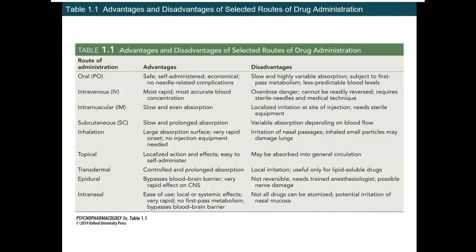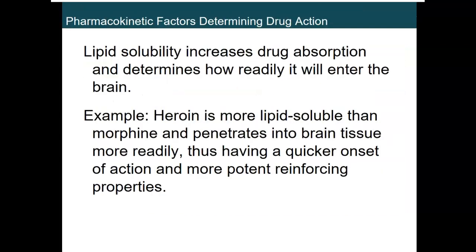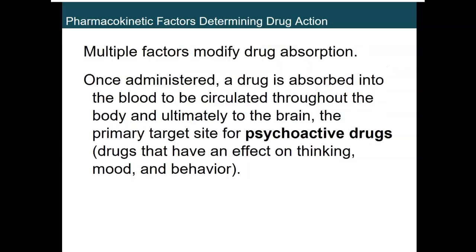Some of this is not necessarily important for you. I really like this chart here, advantages and disadvantages of the routes of drug administration. And it goes through, again, are you snorting it? Are you injecting it? Is this being injected into a vein? Is it being injected into a muscle? Are you inhaling it? And then again, here are the advantages and disadvantages of these types of drug administration. I'm not going to spend too much time on it.